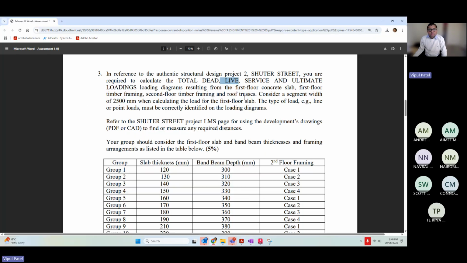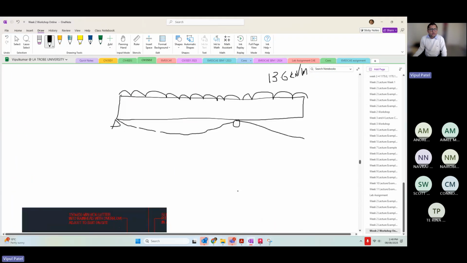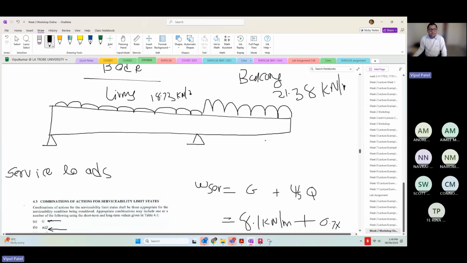Then you have service load. Service load, I did it in the previous example. You can use the same strategy. The service load, we did it here. This is your service load.